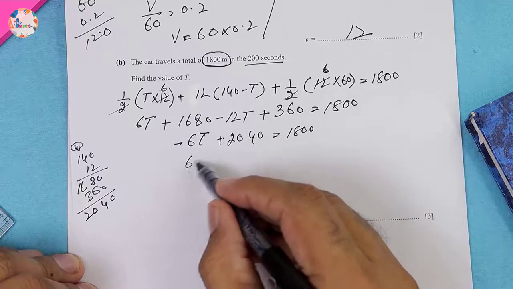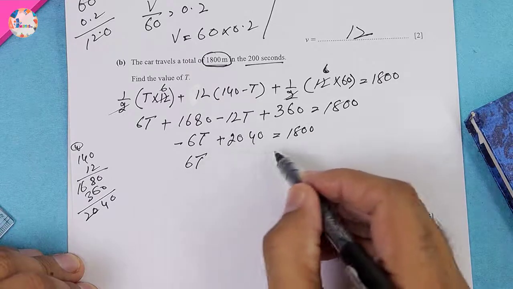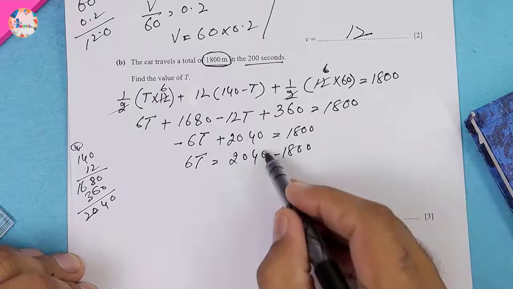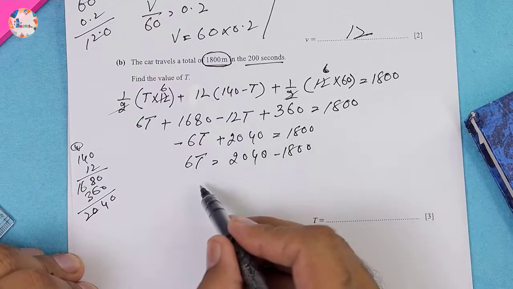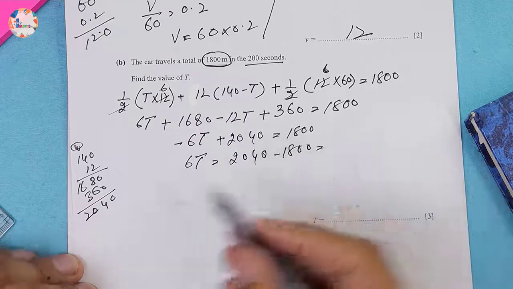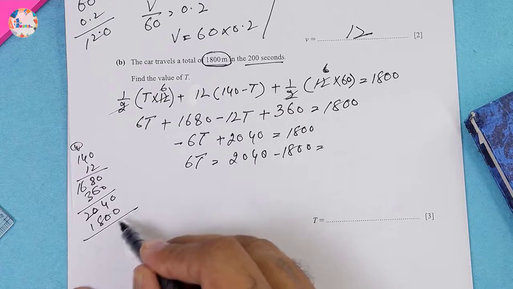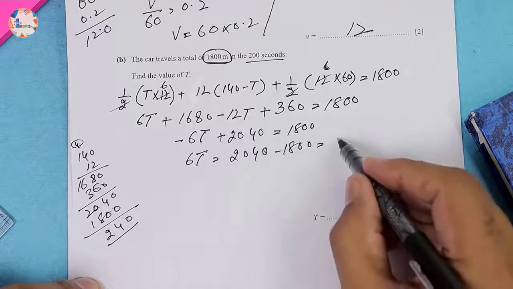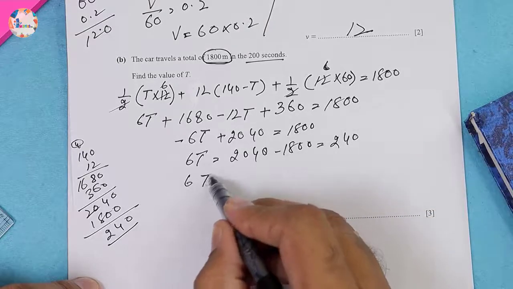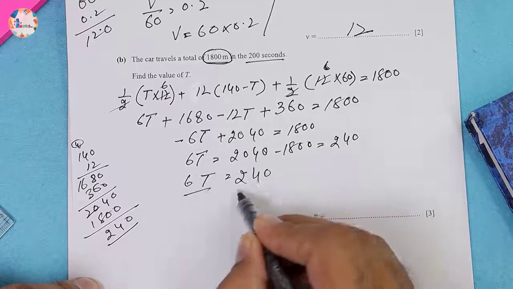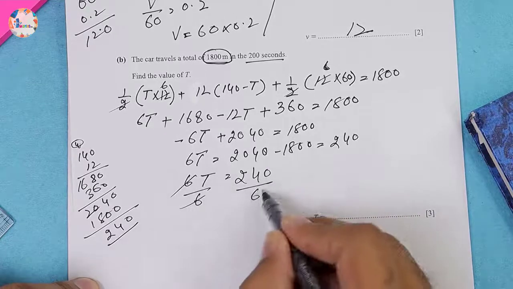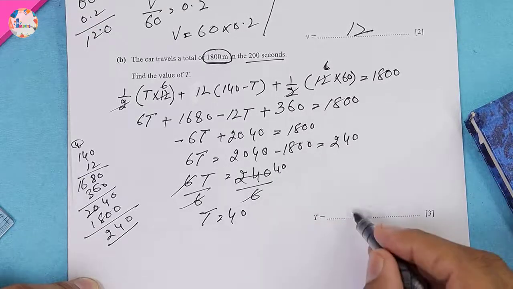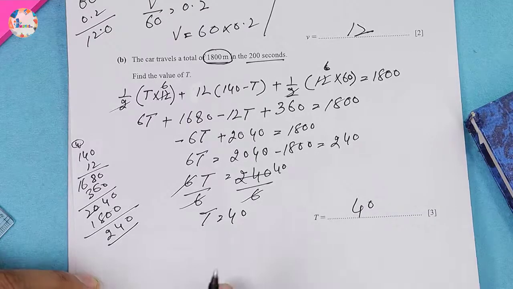Now we can shift 12t to the other side, and this one to this side, so 12t is equal to 2040 minus 1800. Subtracting here, we get 240. Now 12t is equal to 240, and we can divide both sides by 12, and this will cancel, and t will be equal to 20. So t is equal to 40 will be our final answer over here. Hopefully you understood this.